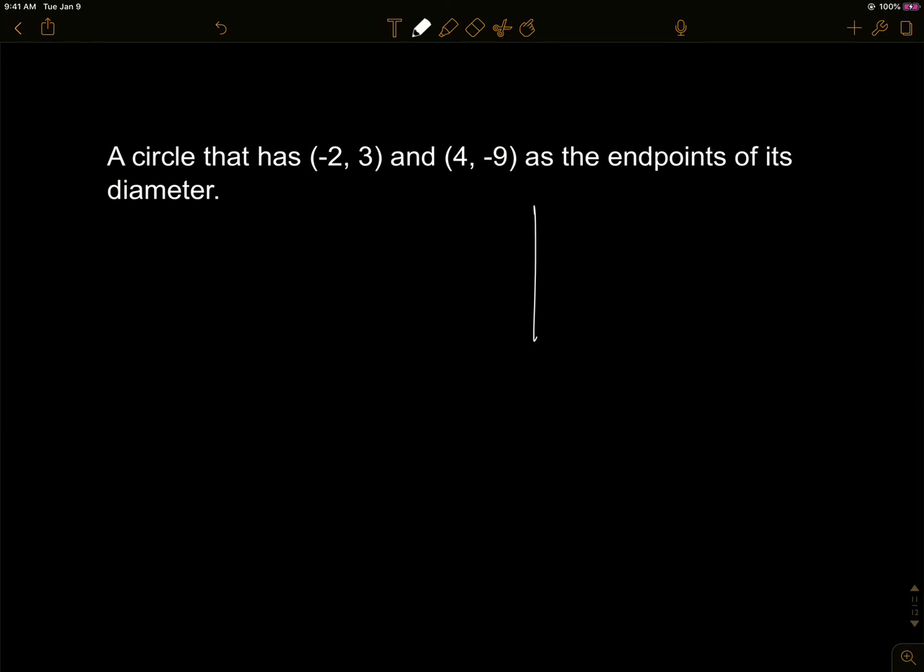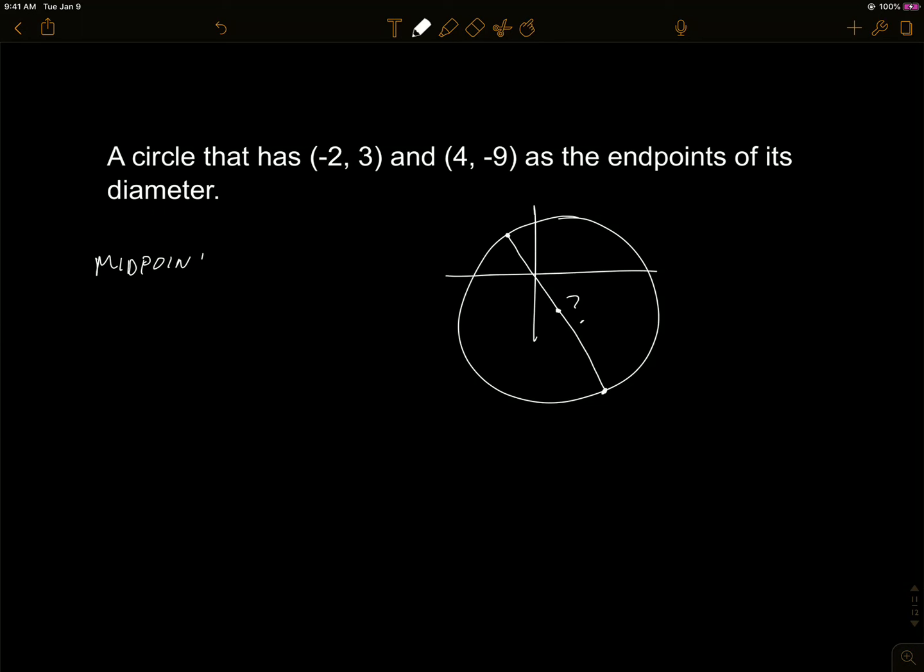This time we've got a circle. I go left 2 and up 3, maybe that's right there. And then right 4, and then down 9 is maybe there. I've got this circle that passes through these. So how do I find the center? Well, the center is going to be the midpoint of that diameter. So if I do the midpoint of these 2 points, I'll find the center.